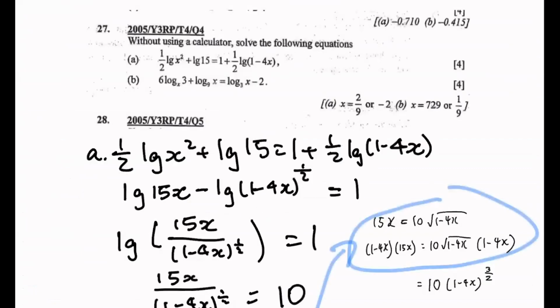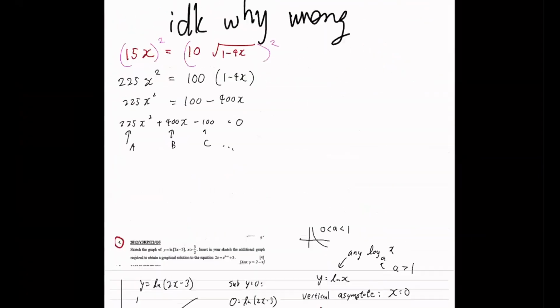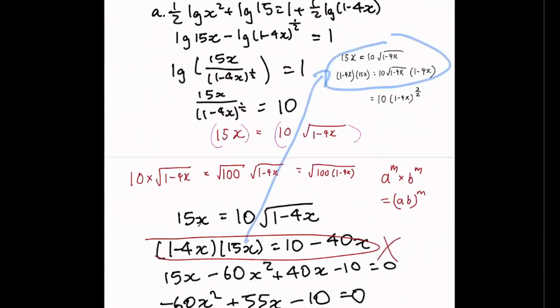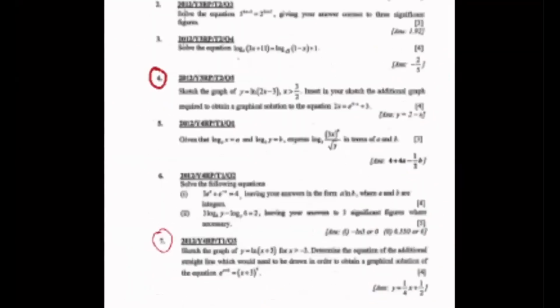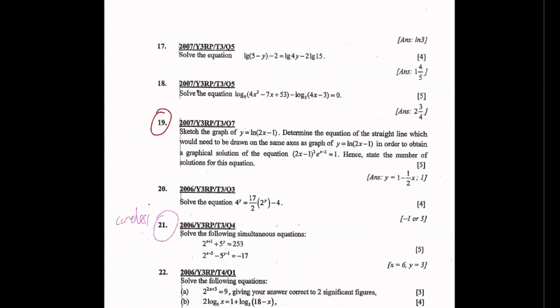What's the next question? Question 28. What is question 28? There is no question 28. Is there? I don't know. Oh, 28 onwards, all never do. Okay. Let's go back to the top. Question 28. Yeah, all never do. Okay, let's just do it together.